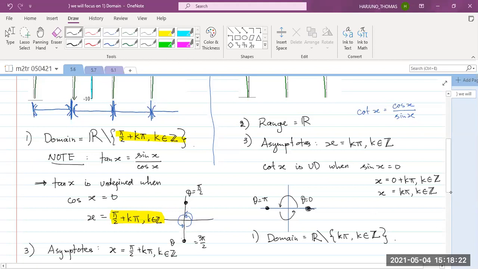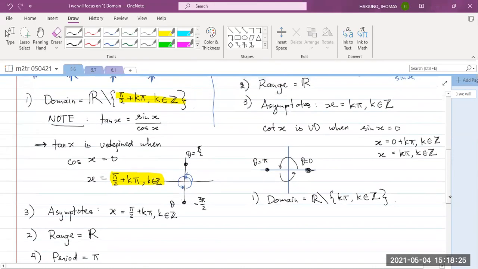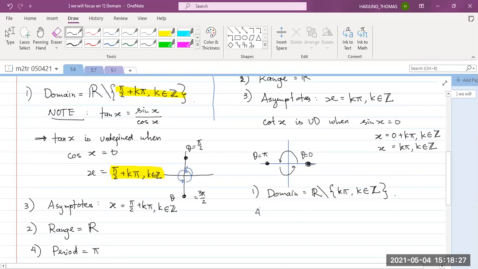Okay, now you may wonder why we need to know this. Another one is the period is pi. The period for sine and cosine are each 2 pi, right? But the period for tangent and cotangent is only pi.